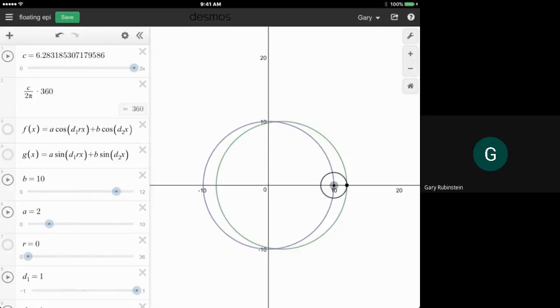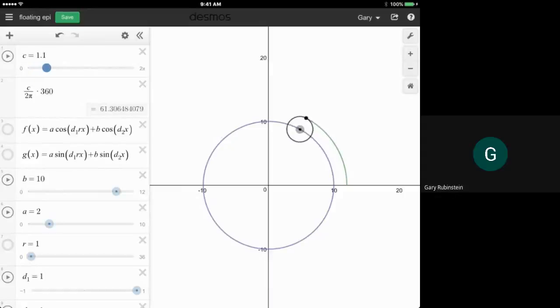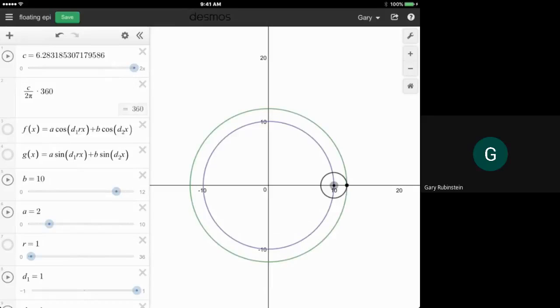So look, when R is 0, you can see it just makes a perfect circle that's shifted to the right. But the funny thing is, when you make R equal to 1, you might expect to see something very different from that, or at least a little bit different. But take a look. Look at that. R equals 1 also becomes a perfect circle because it's rotating.